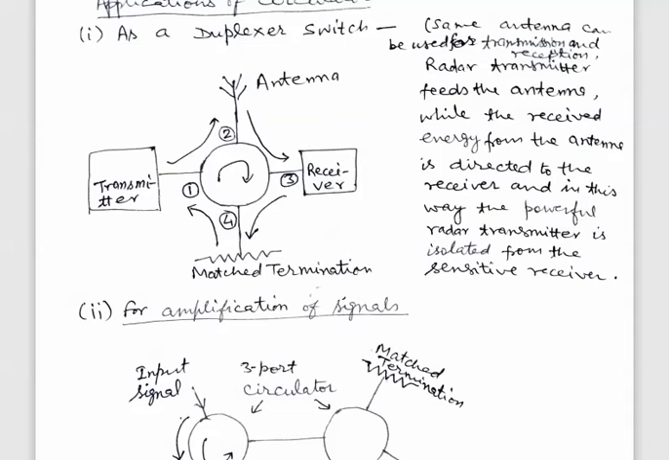So the wave which enters port 1, that is through the transmitter, will be circulated towards the antenna, and the signals received from the antenna are transferred to the receiver only by circulating from port 2 to 3. So it means that by using the same antenna with the help of a circulator, it will act as a duplexer switch, and the sensitive receiver can be isolated from the transmitter.